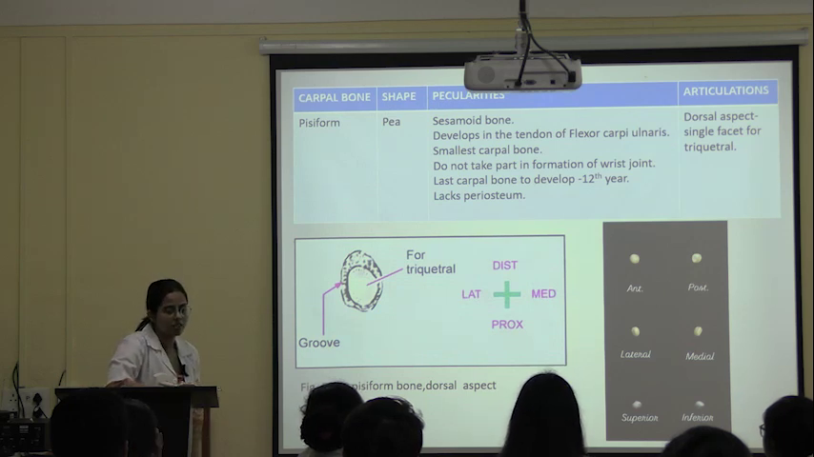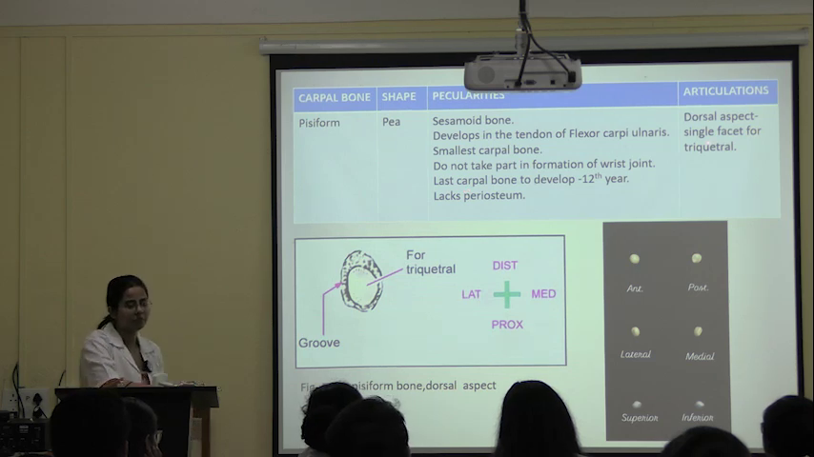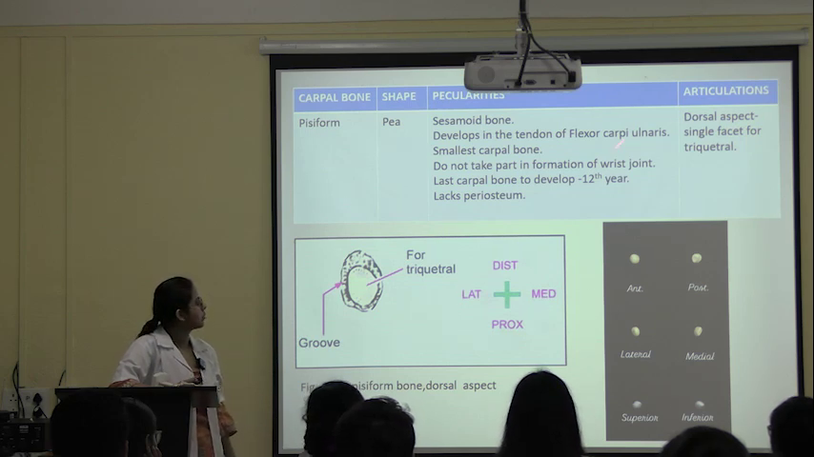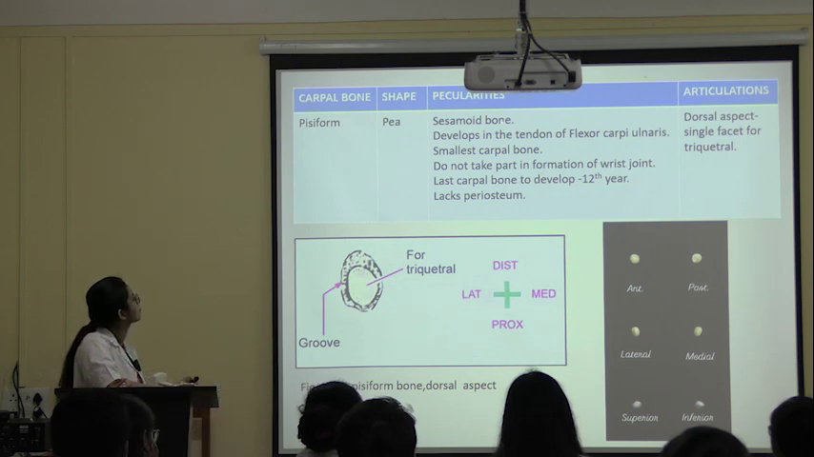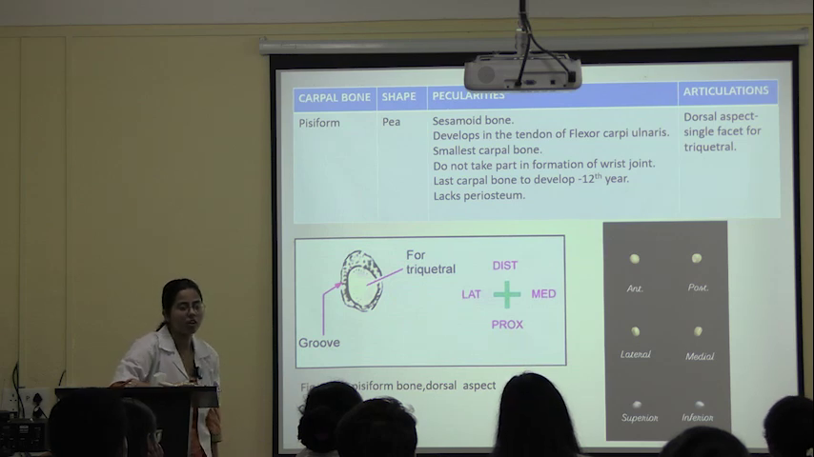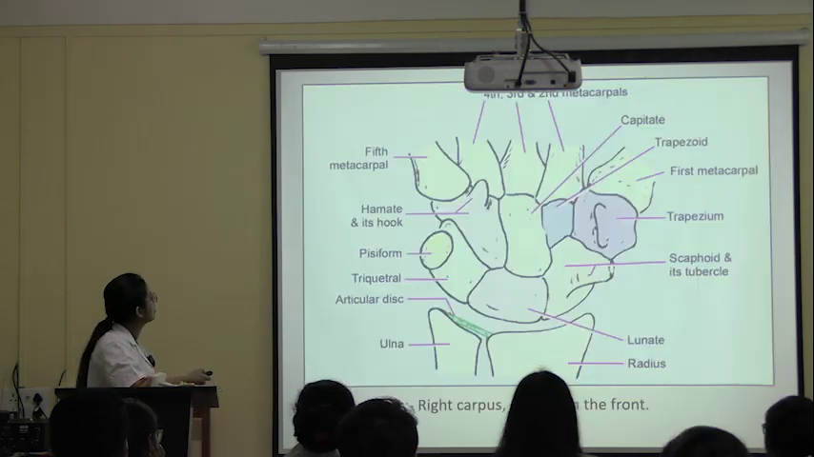It lacks periosteum, that is a covering of bone, and it is the last carpal bone to develop. You might be asked about the ossification center. I will explain it later. It develops by 12th year. It is the last bone to ossify. So again dorsally it has an articular surface for triquetral. You are getting now?